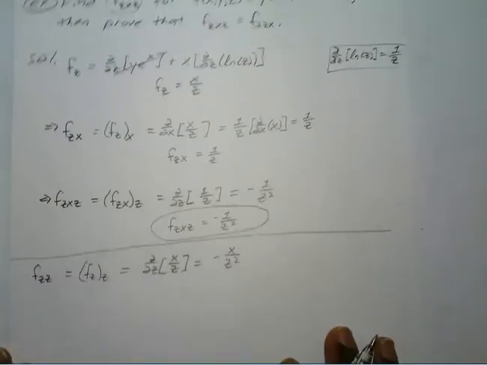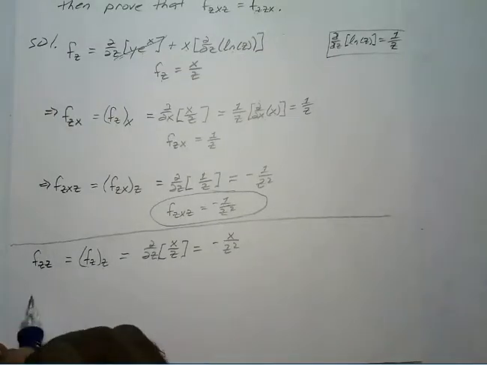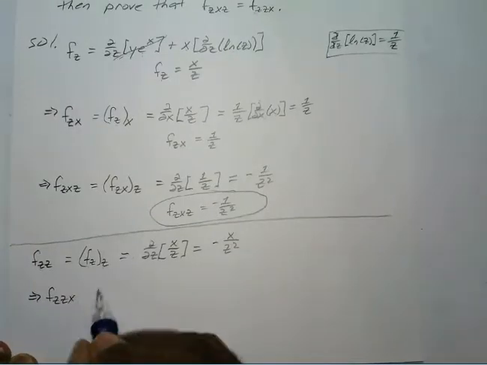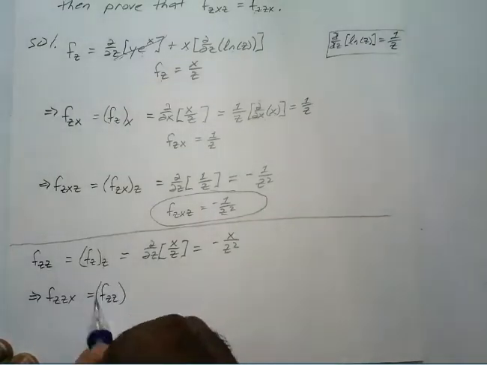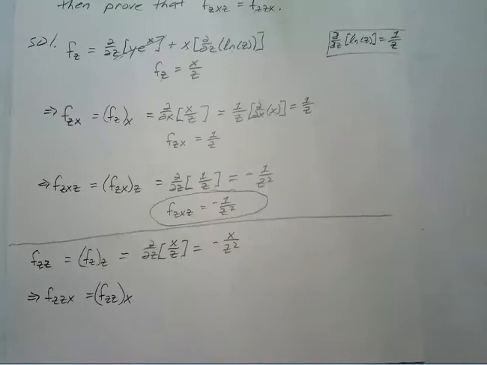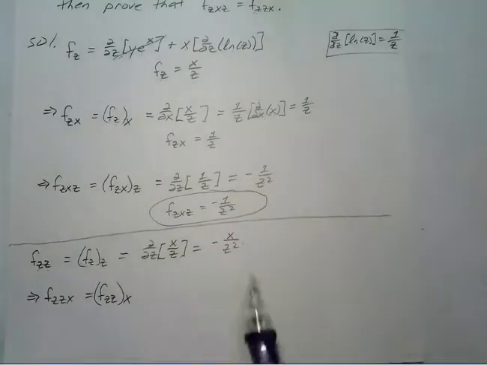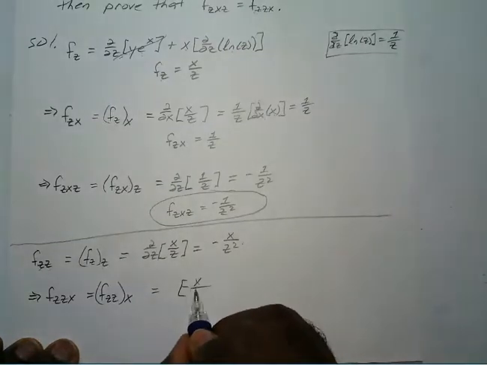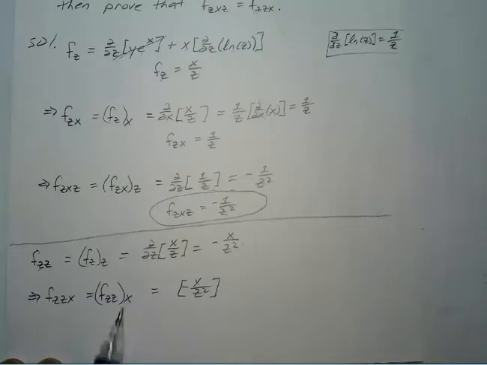Okay. So now to find our derivative with respect to z, then x, that's equal to the derivative with respect to z, and then that with respect to x. We already found our second derivative with respect to z, that's negative x over z squared. So now we want to take that and find the derivative with respect to x.